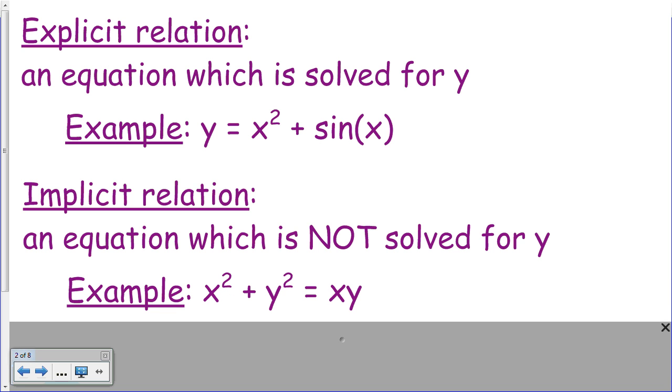Let me give you an example of this: something like x squared plus y squared is equal to x times y. You can clearly see here it's not solved for y. And when we say it's an implicit relationship, it doesn't mean that it has to be solved for x then, as you can see this is not the case in this example. It just means that it's not solved for y.